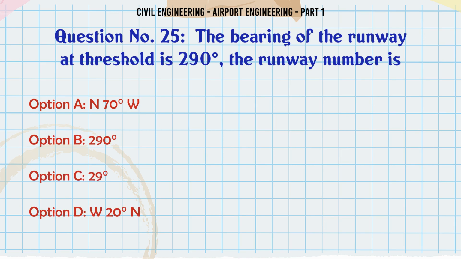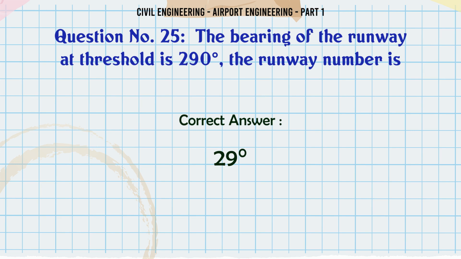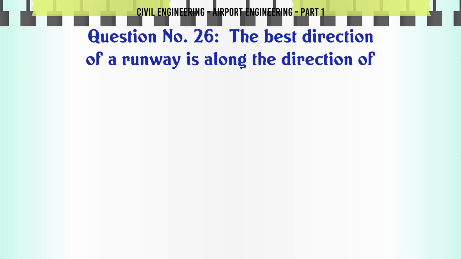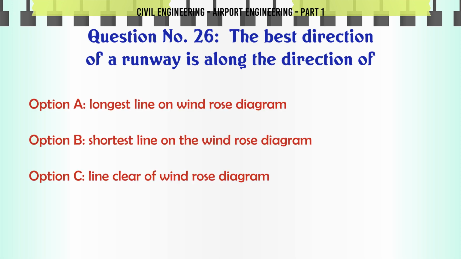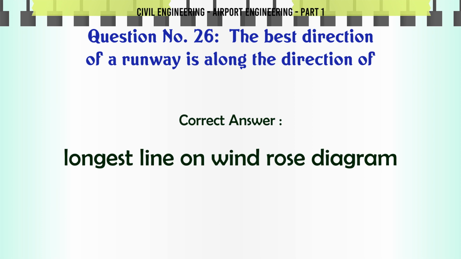The bearing of the runway at threshold is 290 degrees. The runway number is: A. N 70 degrees W, B. 290 degrees, C. 29 degrees, D. W 20 degrees N. The correct answer is 29 degrees. The best direction of a runway is along the direction of: A. longest line on windrose diagram, B. shortest line on the windrose diagram, C. line clear of windrose diagram, D. none of these. The correct answer is longest line on windrose diagram.